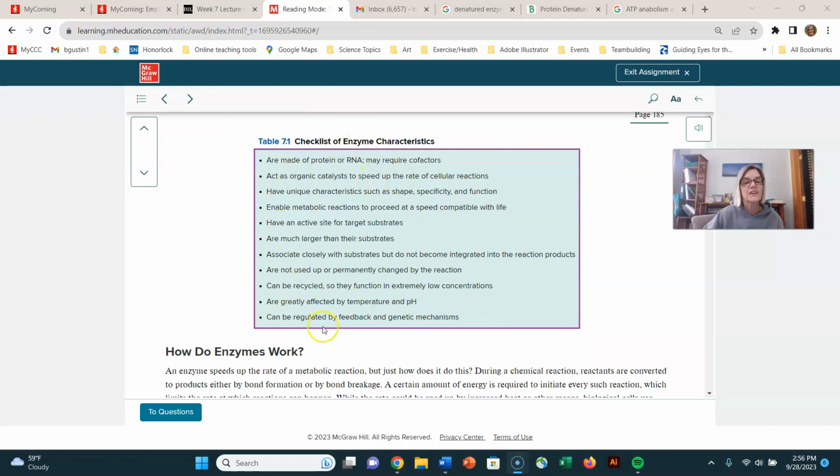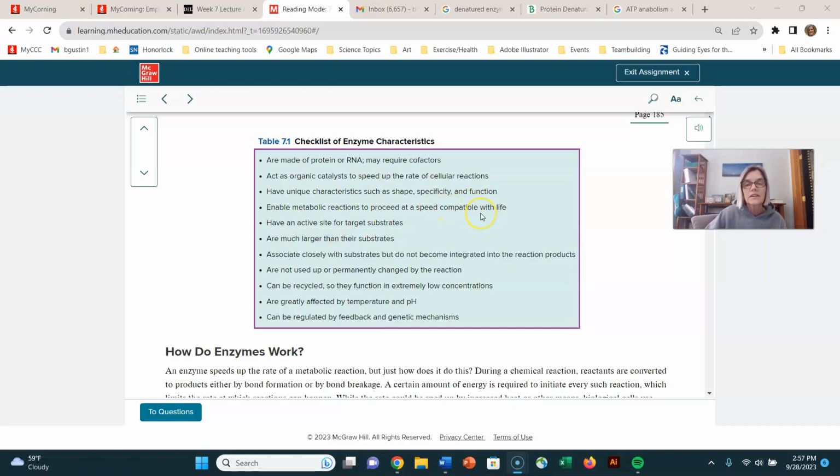Here's just general characteristics about enzymes. I'm going to say most of them are made of protein. They speed up chemical reactions. They have unique characteristics, such as shape, specificity, and function. There's lots of different enzymes that do lots of different things.